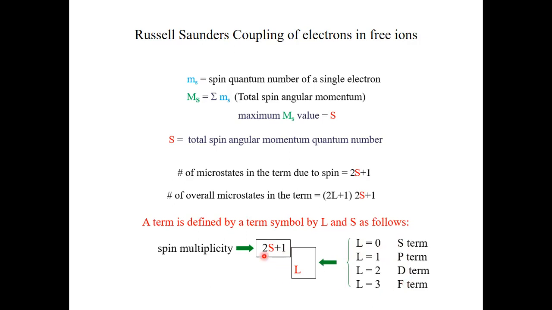Now, in front of that symbol, we write the spin multiplicity, which is given by the number of microstates in the term because of its spin, which is just given by the formula 2S plus 1. So that defines the spin multiplicity. Okay, so let us stop at this point.